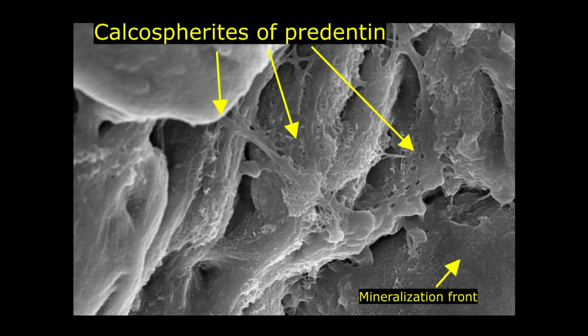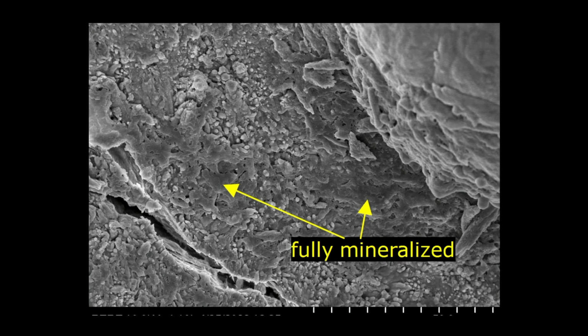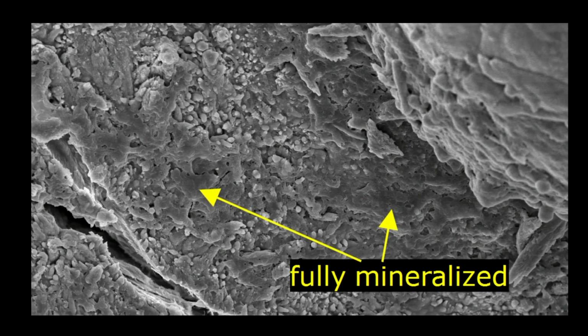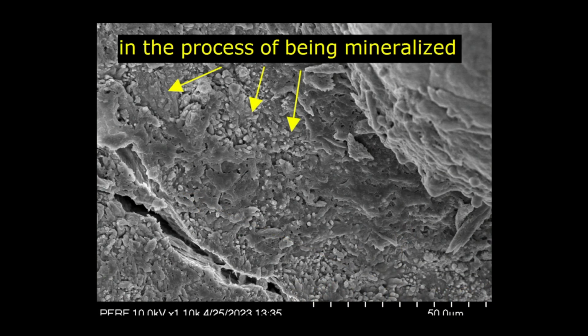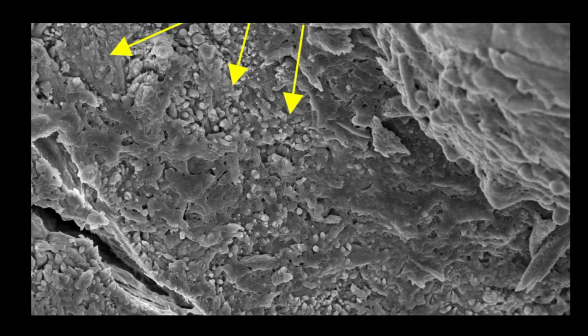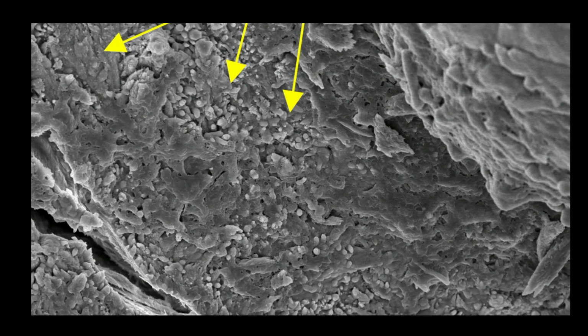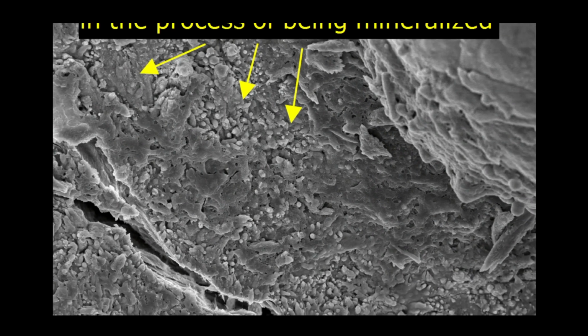So there you can see that this is a calcospherite of predentin, and you can see the mineralization front, what that looks like. So fully mineralized predentin, before it becomes actual dentin, has that melted cheese look to it, very much like biofilm EPS. So you want to develop your pattern recognition in other areas of the predentin that's in the process of mineralizing. So it's good to develop your pattern recognition for predentin that's in the process of being mineralized.